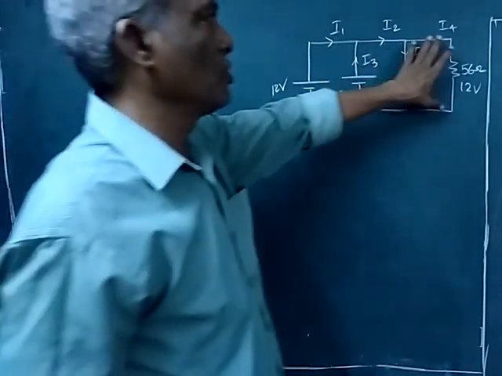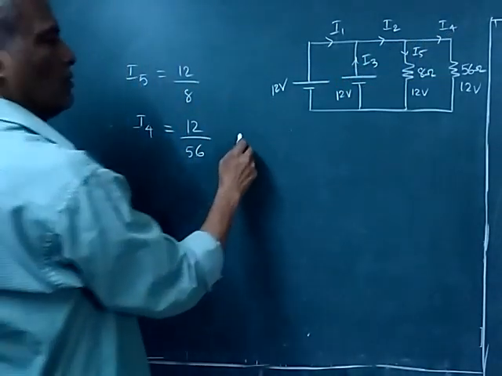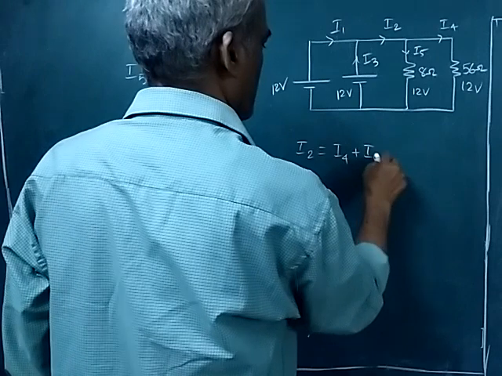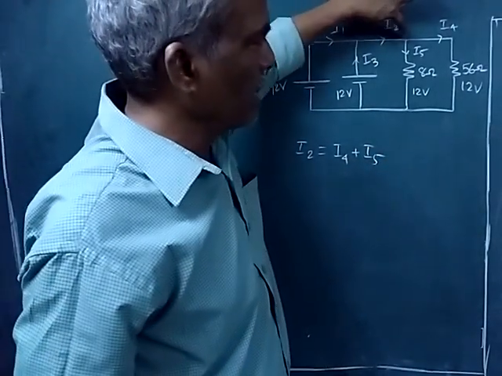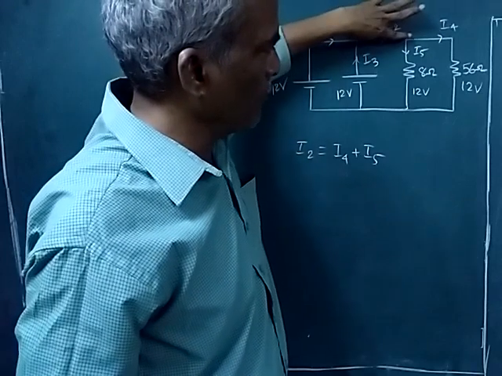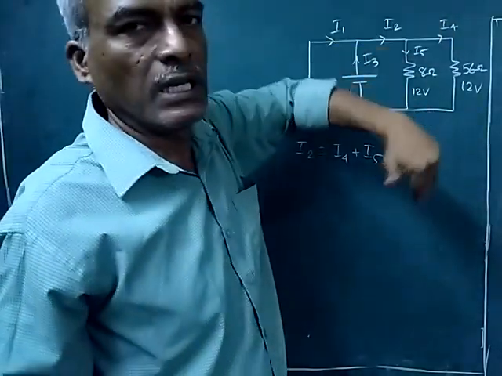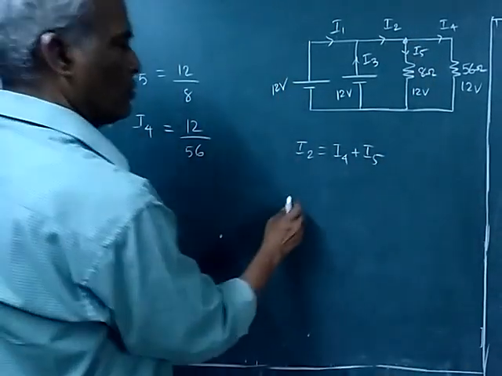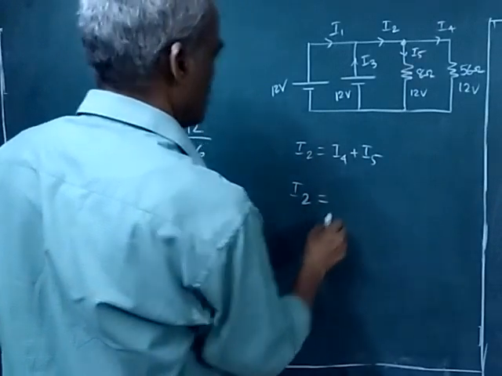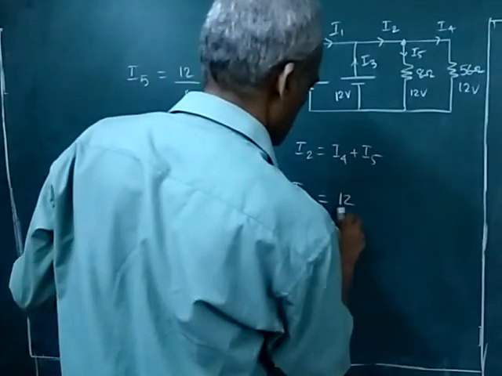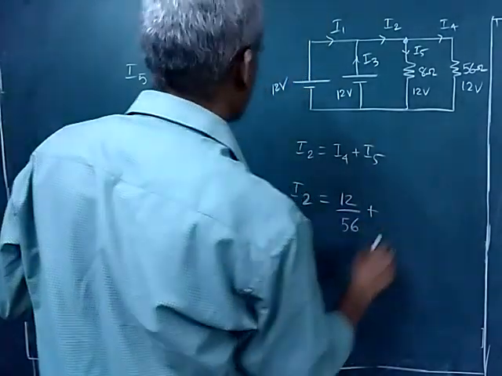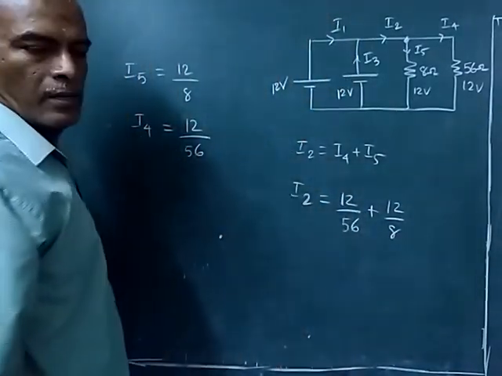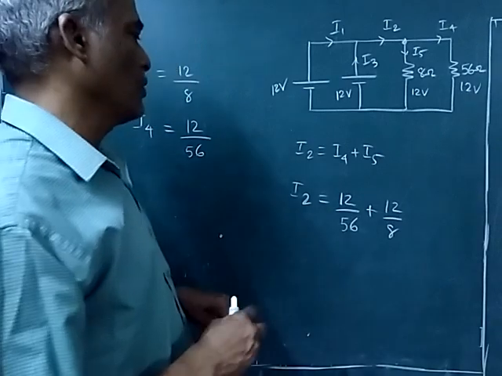So now we got these two, but we have I2 is equal to I4 plus I5, because I2 is the current entering this junction, which is equal to the current flowing away, that is I4 and I5 leaving out of this junction. This is the junction. So now we have to find out I2. What is I2? I2 is equal to I4, which is 12 by 56, plus I5. I5 is 12 by 8. Now we will solve for this and find the value of I2.